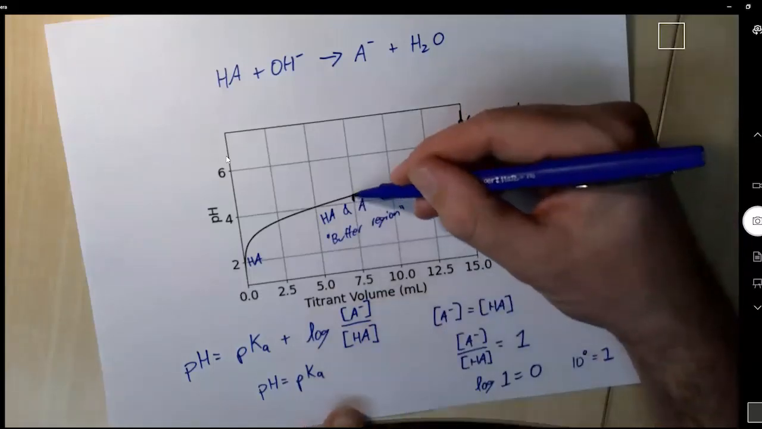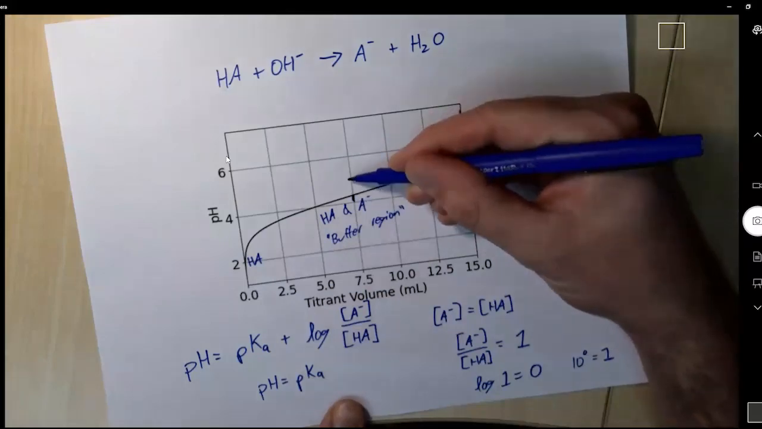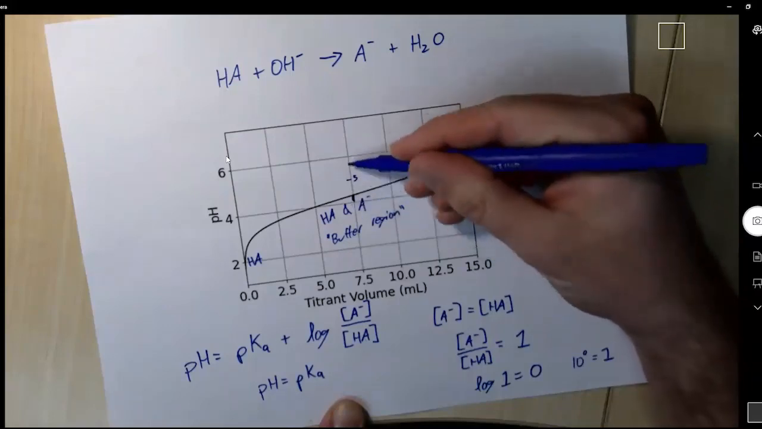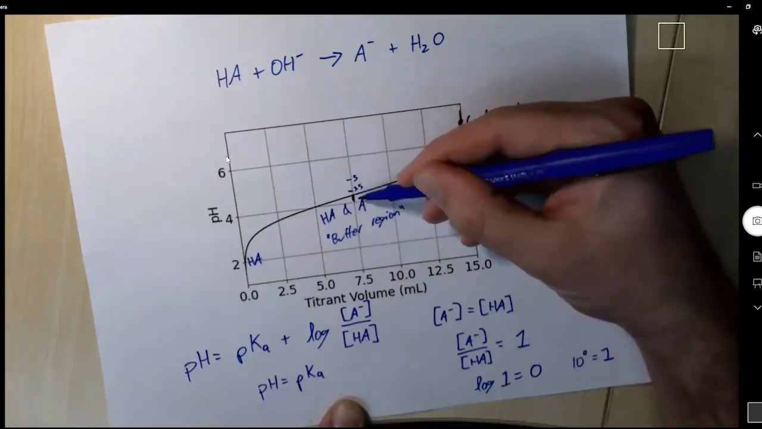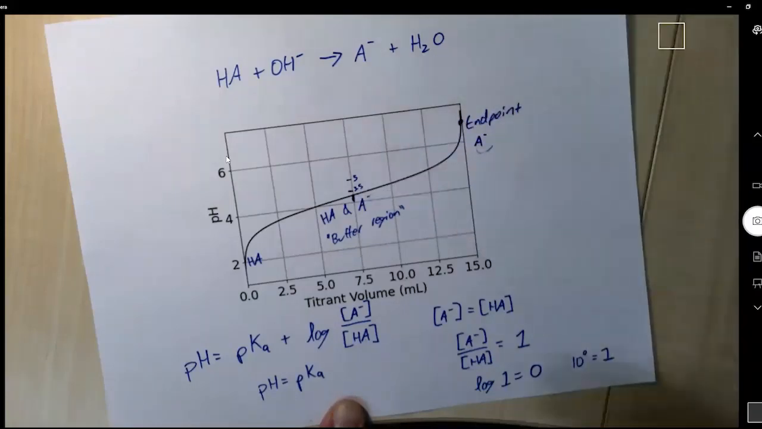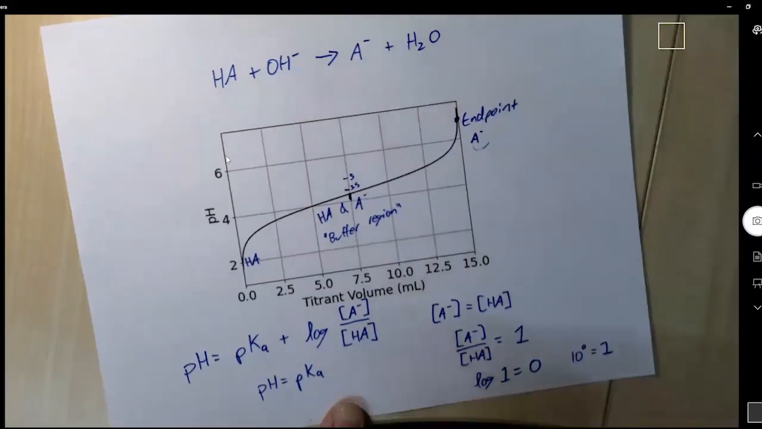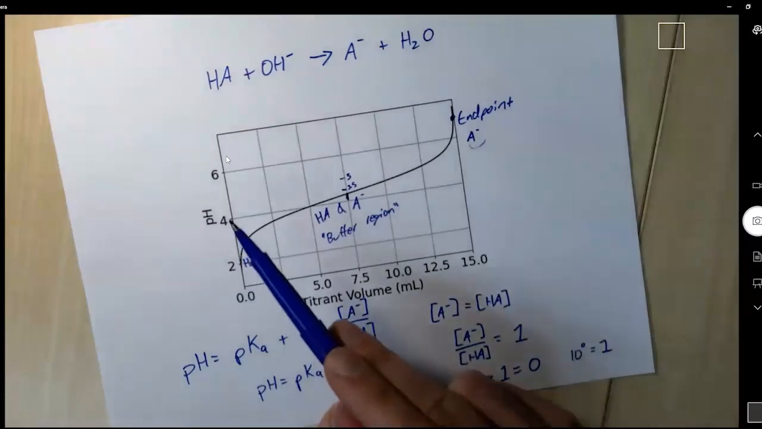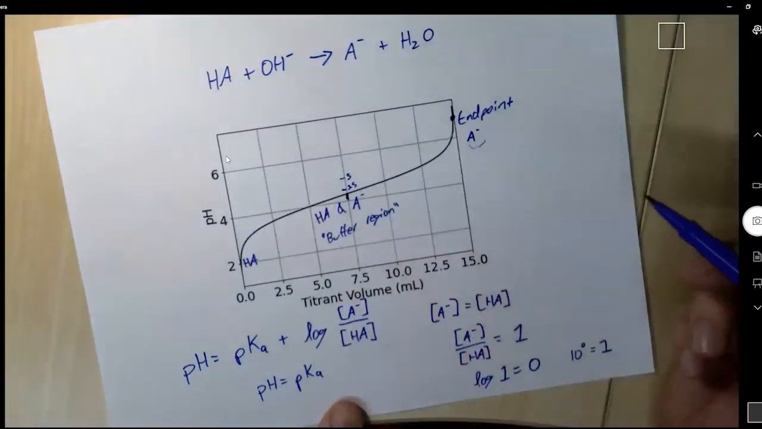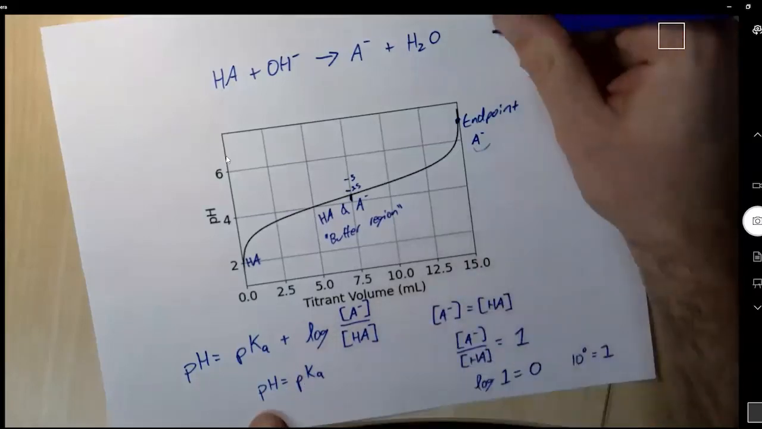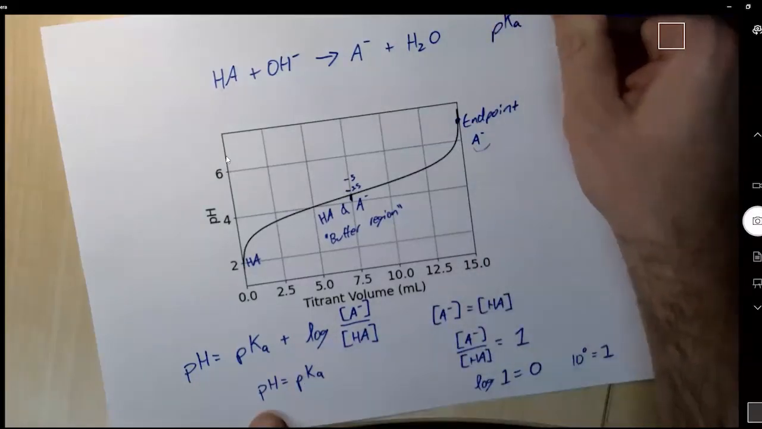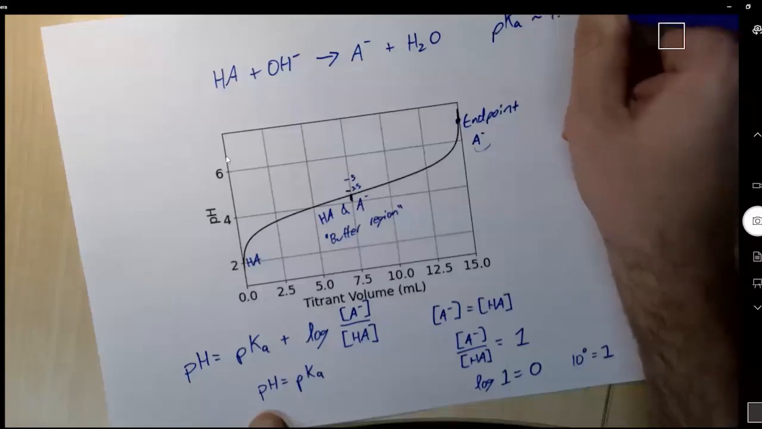And so here we can see that the pKa of this acid is a little bit above 4. So if we go ahead and we try to estimate this, this is about 5, halfway from 4 to 6. Here's 5.5. So I'm going to go ahead and call this pKa 4.3. Right, so just from looking at this data, we can estimate that pKa of this weak acid is about 4.3.